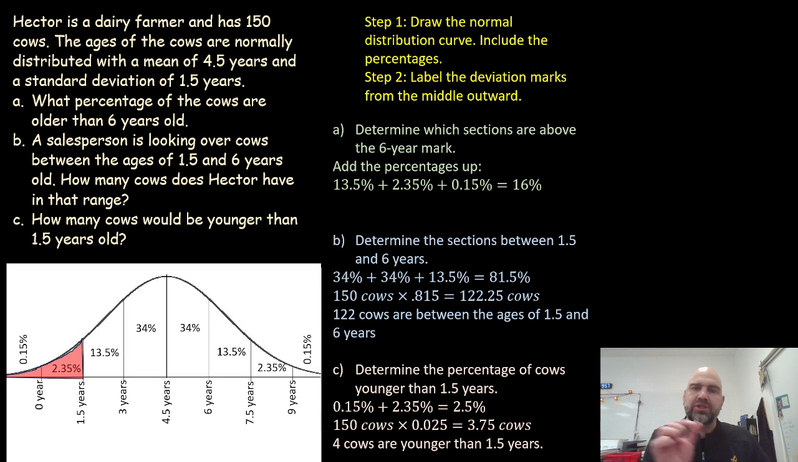So figure out which categories it is, add up the percentages in between those categories, and then you can use that percentage to find how many. Or if it just asks for the chance, that's asking for the percentage in total, so we don't have to find the number.